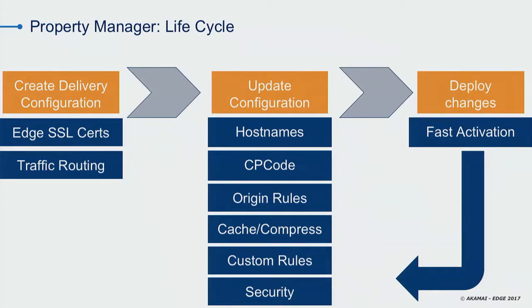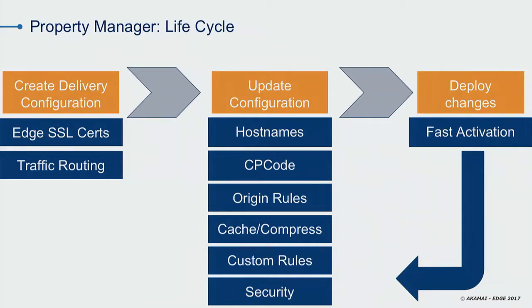When you are creating a delivery configuration, there's a couple of checks you need to have, Edge certs being one of them. So think about the way that I'm talking about each one of these components as being in the order that you should consider setting up an environment. Once you have all those details in place, when it comes to updating the configuration, let's say you want to bring on a new environment, you can add host names, CP codes, origin rules, caching rules, and so on. Really whatever you need to get an environment going.